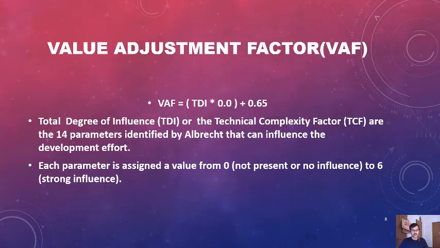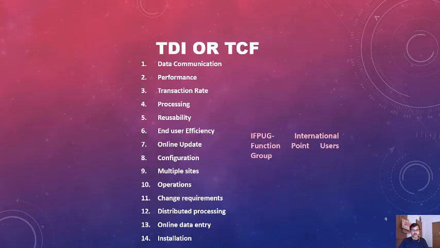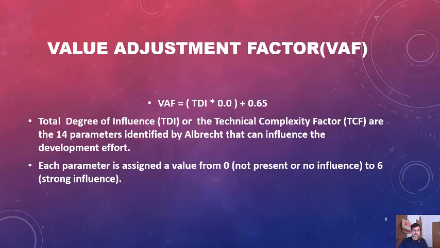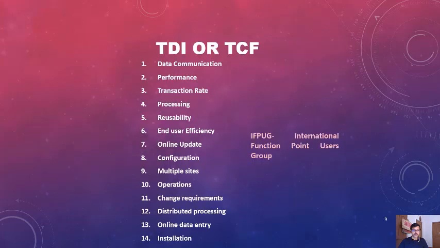So here are the 14 basic influence characteristics, TDI or TCF. The first one is data communication, then performance, transaction rate, processing, reusability, end user efficiency, online update, configuration, multiple sites, operations, change requirements, distributed processing, online data entry, installation. These 14 characteristics are considered to calculate the total degree of influence. These influences have been proposed by Albrecht and approved by IFPUG, the International Function Point Users Group.